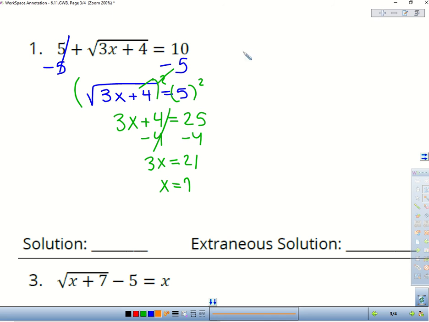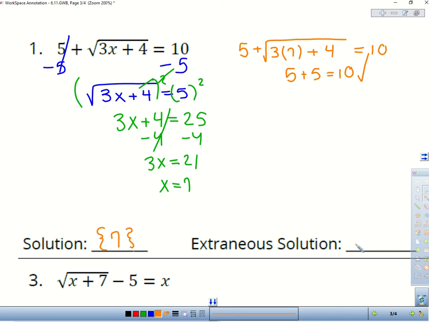To do that, we are going to take the original equation and rewrite it, but instead of x, you're going to put in whatever you just solved for x to be, which is 7 in this case. And then you're going to go ahead and solve each side if necessary, and then see if each side equals each other. So what is 3 times 7? 21 plus 4? 25. What's the square root of 25? 5. So this is 5 plus 5 equals 10. Is that true or false? True, which means that this is a real solution. So there are no extraneous solutions here. Make sense? Yep.